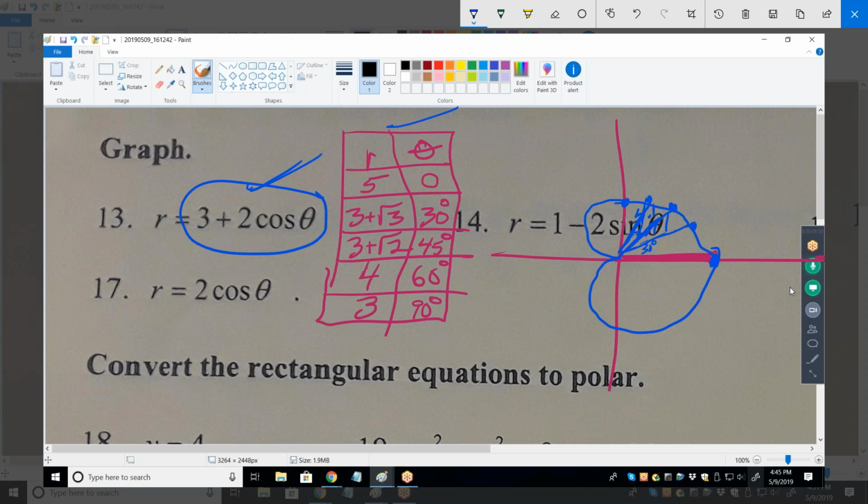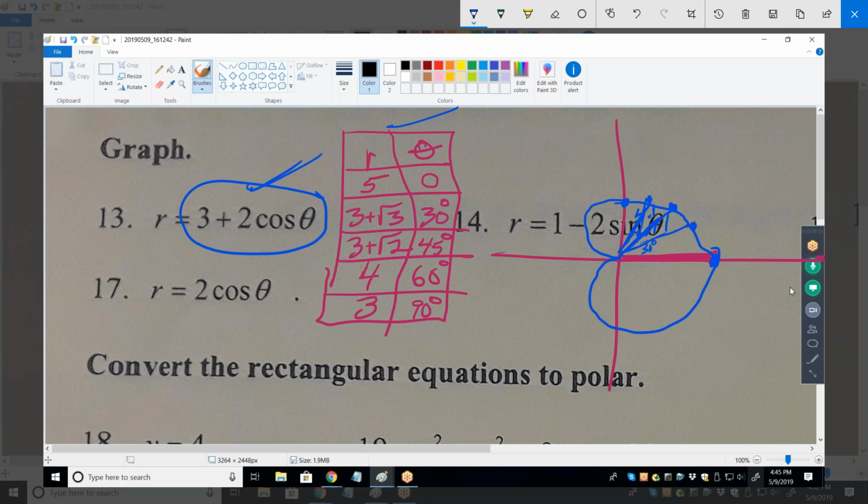Once you get a table and you get 4 or 5 points, you can kind of figure out what it is just by connecting the dots. At least you can figure out the first quadrant. And once you figure out the first quadrant, you can kind of figure out that the only shape that fits is a cardioid there.